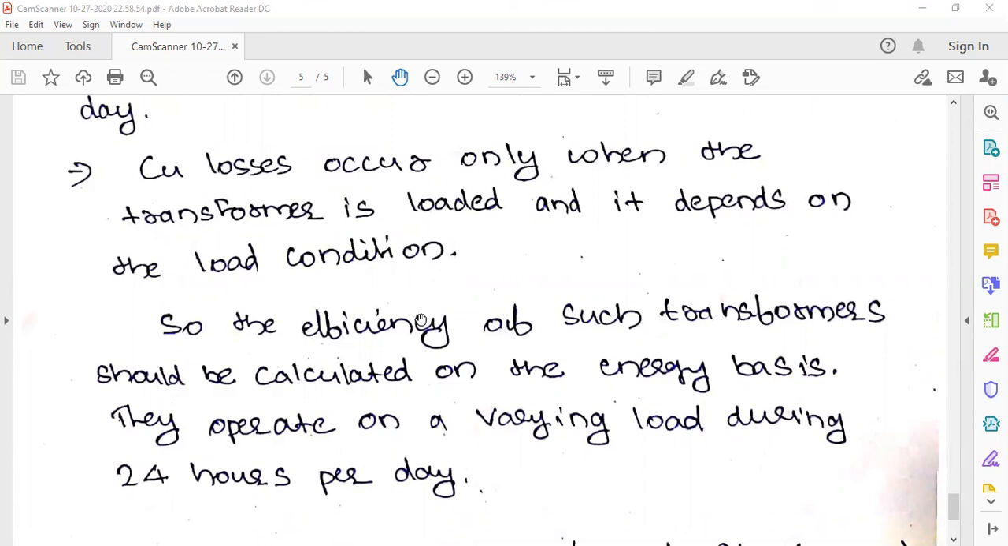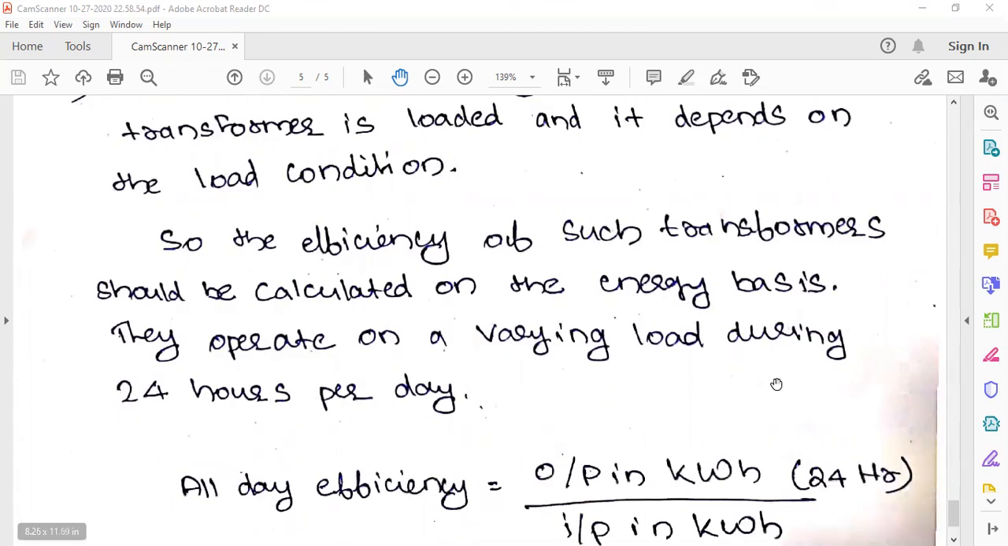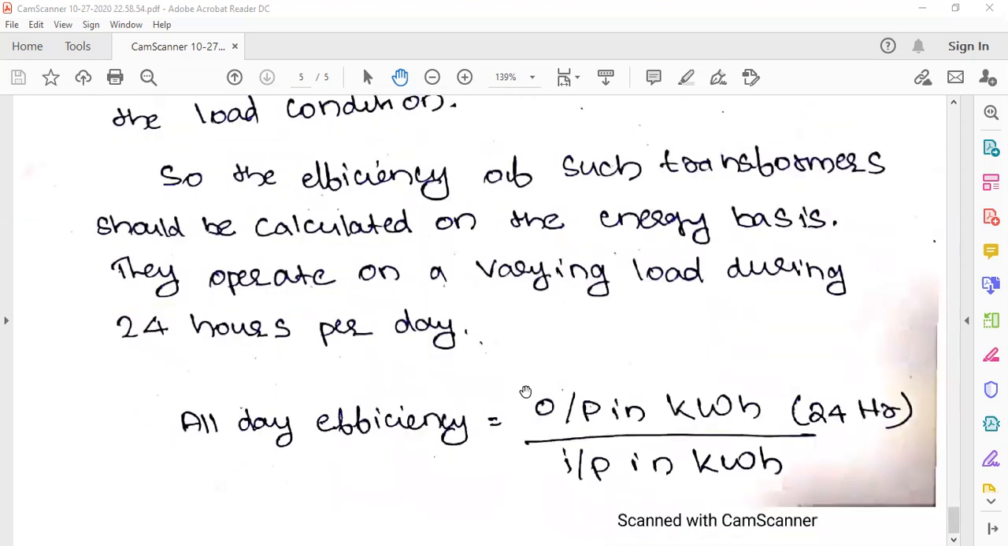They operate on a varying load during the 24 hours period. Constant loss will be there all the time, but copper loss is not there all the time. So we cannot take it that way. We calculate efficiency on the basis of energy. So all-day efficiency will be equal to output in kilowatt-hours by input in kilowatt-hours, and that too for the 24 hours. That's all-day efficiency, 24 hours day efficiency.